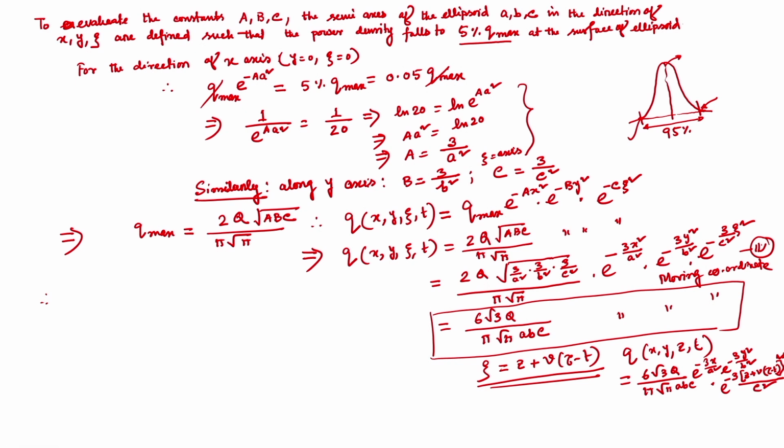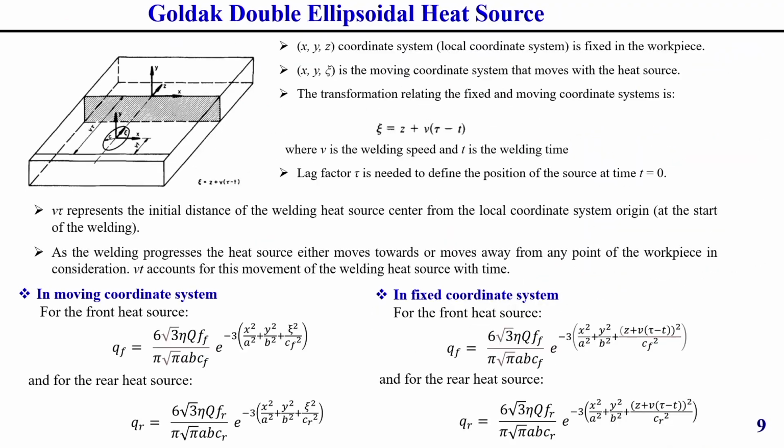Now, let us consider this equation as equation number 5, which is for fixed coordinate system. This equation can be written in two parts, one for the front part and another for the back part. So, what is this front part equation and back part equation, that I am just showing.